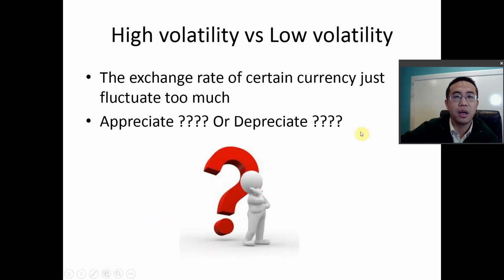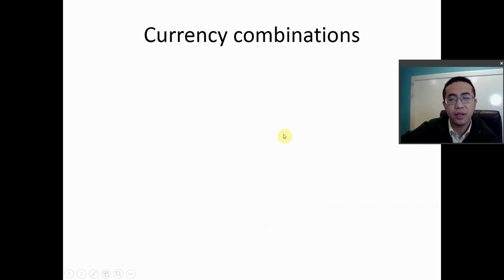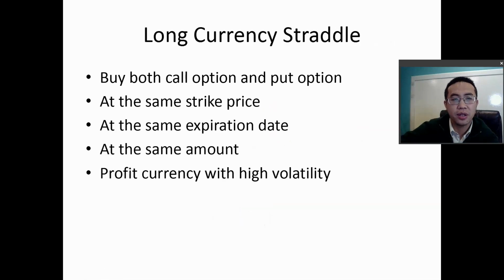Well, here's the thing. In this volatile exchange market, we're not sure whether the currency is going up or going down. We don't know whether it's going to appreciate or depreciate. So does that mean we cannot profit from it? Definitely you can profit from it. You can combine options together. This is called a currency straddle. Long means you buy two options, and short means you sell two options.